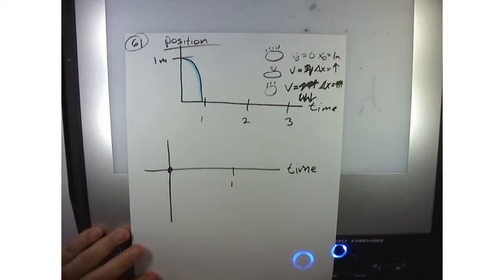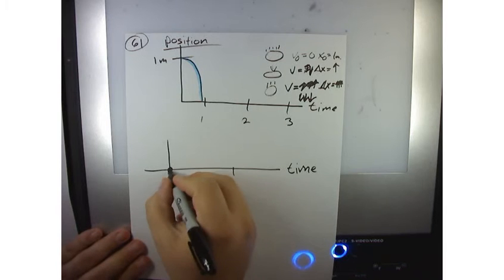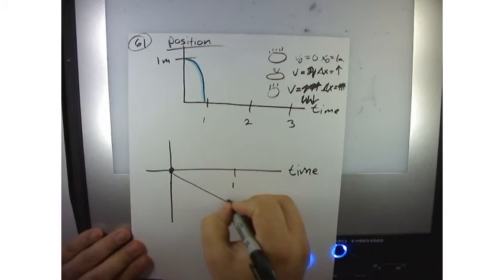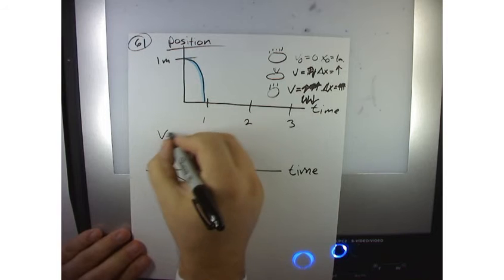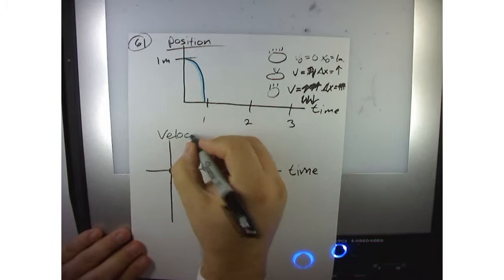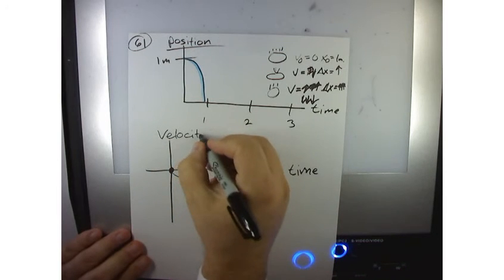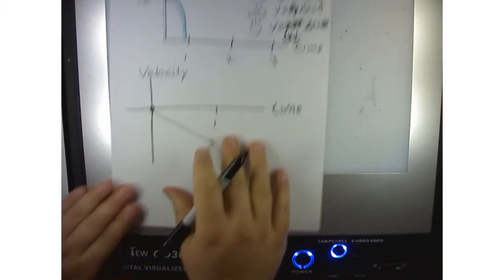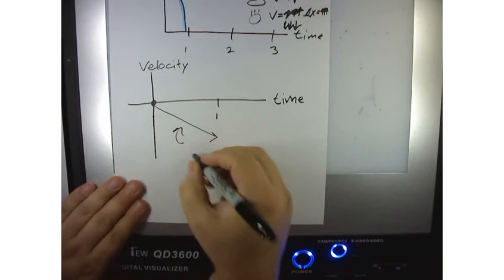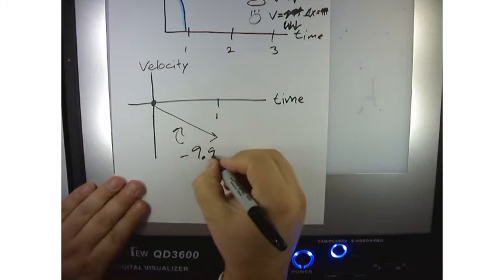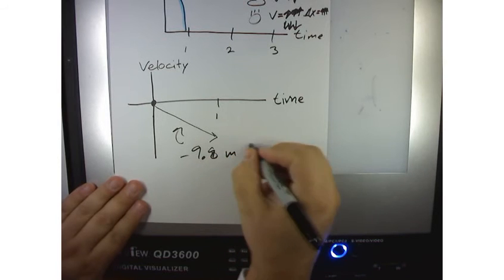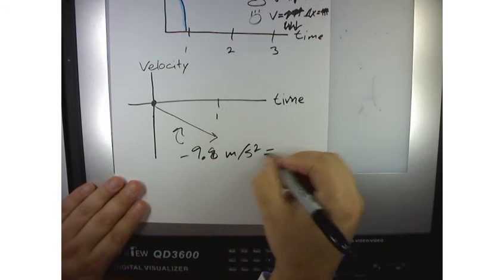And what we would have found is that the velocity would have increased at a constant rate. Does anybody want to take a guess as to what that constant rate was? 9.8 meters per second squared. So the slope of this graph right here is a negative 9.8 meters per second squared, which we know is what?